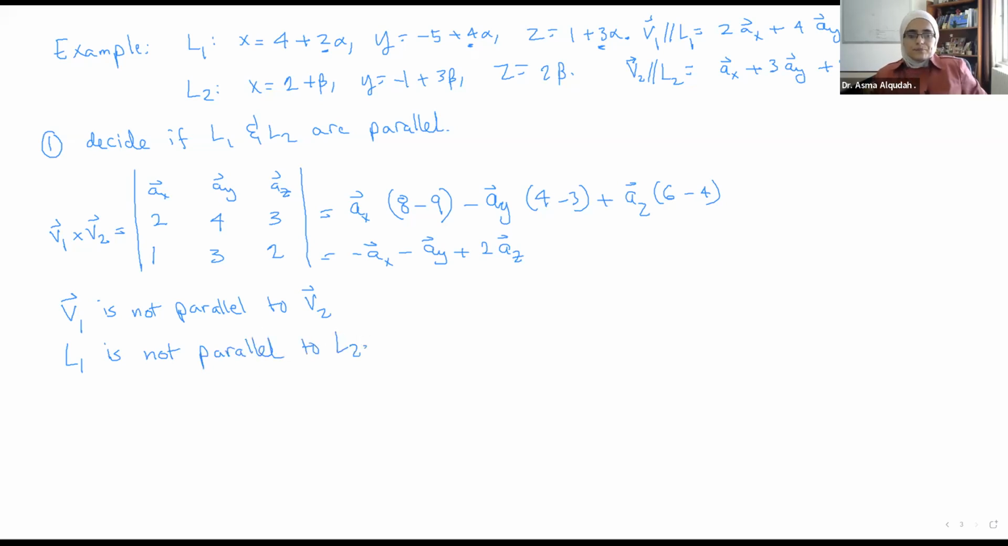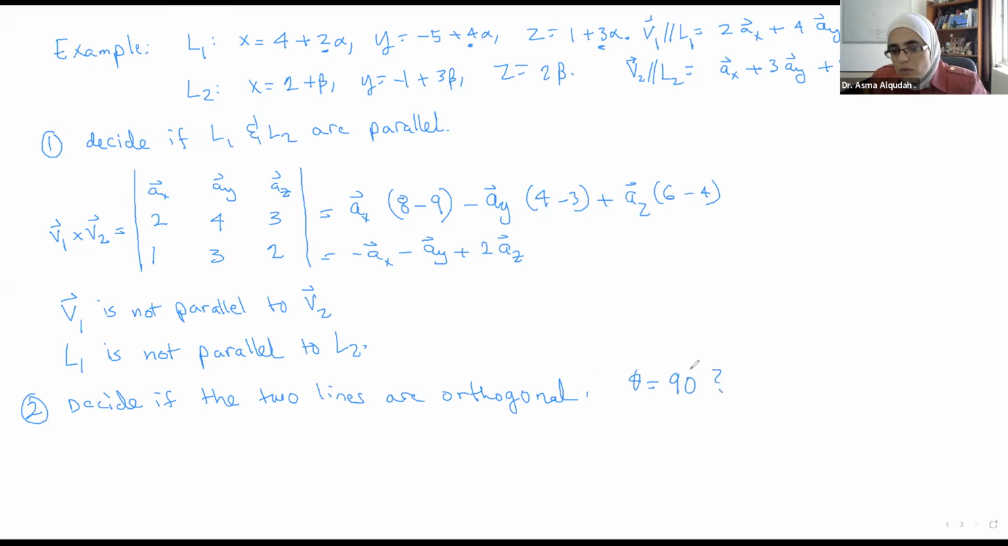Okay. Number 2, we want to decide if the two lines are orthogonal. What does orthogonal mean? It means the angle between them is 90 degrees. Again, we will use the two vectors v1 and v2 to make the calculations and decide if the angle between the two lines is 90 degrees.